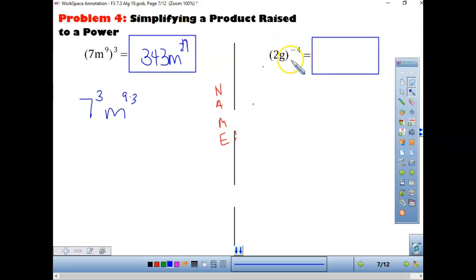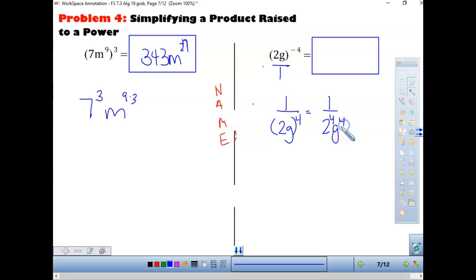Make sure I can tell that you have exponents. Here we have a negative exponent. Well, there's a couple different ways of doing this. I like to sometimes get rid of that negative exponent. So if I think of it over 1, I'm going to rewrite it as 2g, and now it's going to be to the positive 4th power. So I have 1 over 2 to the 4th and g to the 4th. 2 to the 4th happens to be 16, so I'm going to have 1 over 16g to the 4th as I am looking at that one.